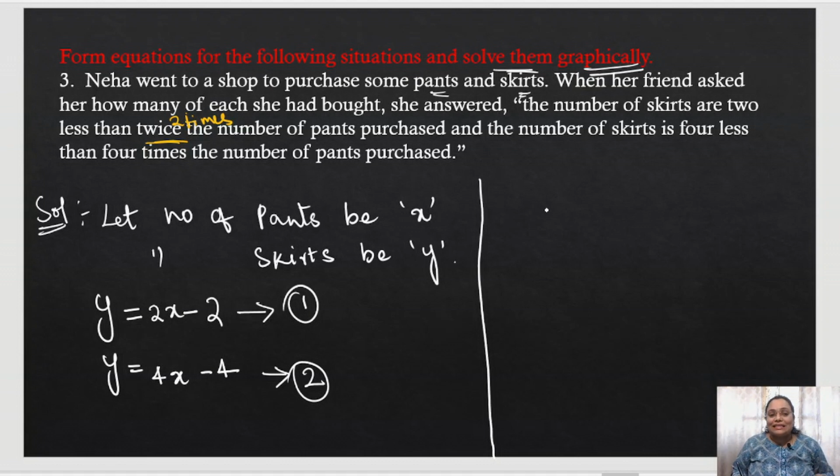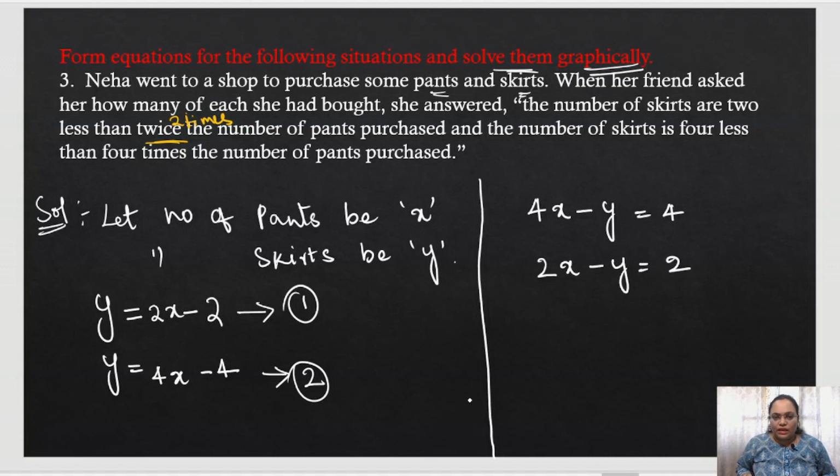So if they ask the same question for 2 marks, how will you do this? So see here, see the second equation. Let us get the equations in the general form. You will get 4x minus y is equal to 4 and 2x minus y is equal to 2. Yes?